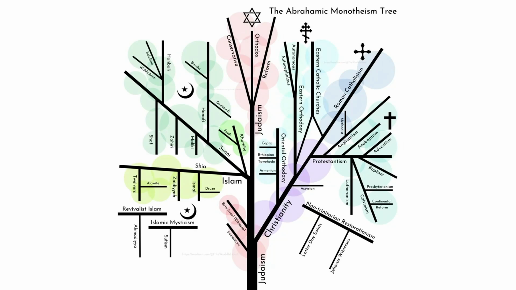This is the Abrahamic monotheistic tree. This is interesting because it starts with the root of the tree, which is Abraham right here, and Isaac.